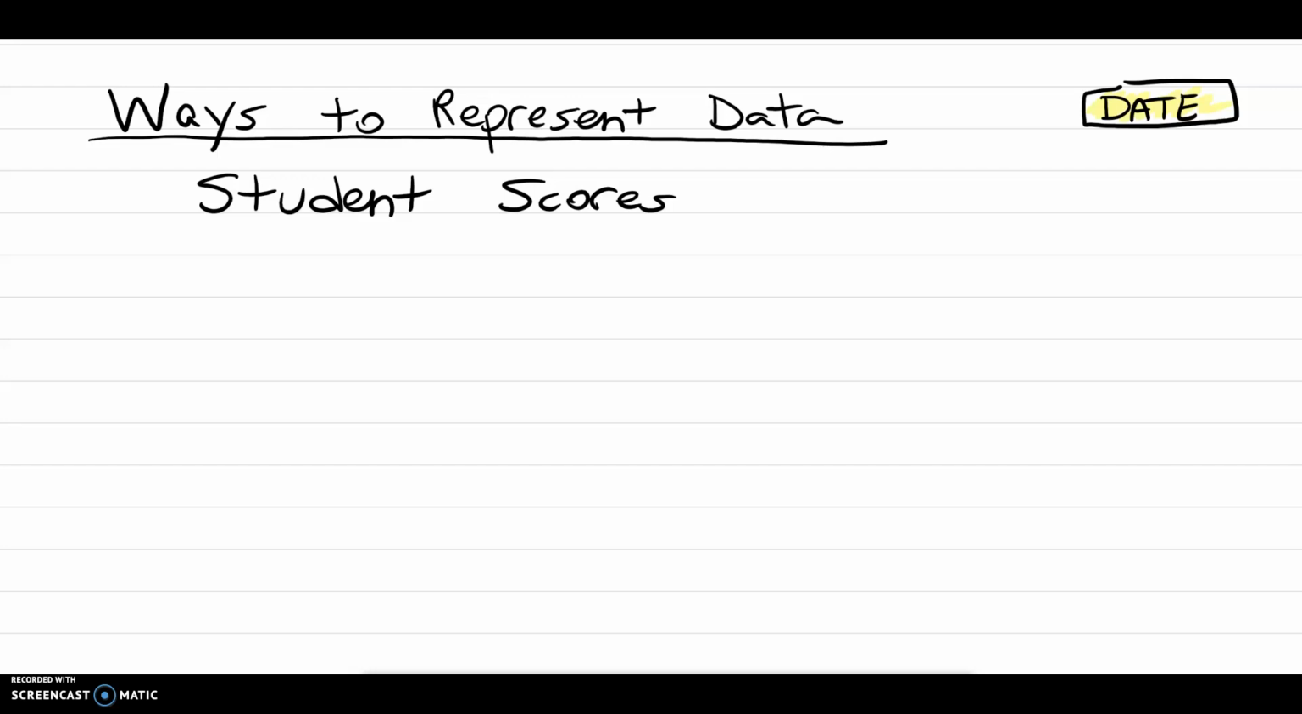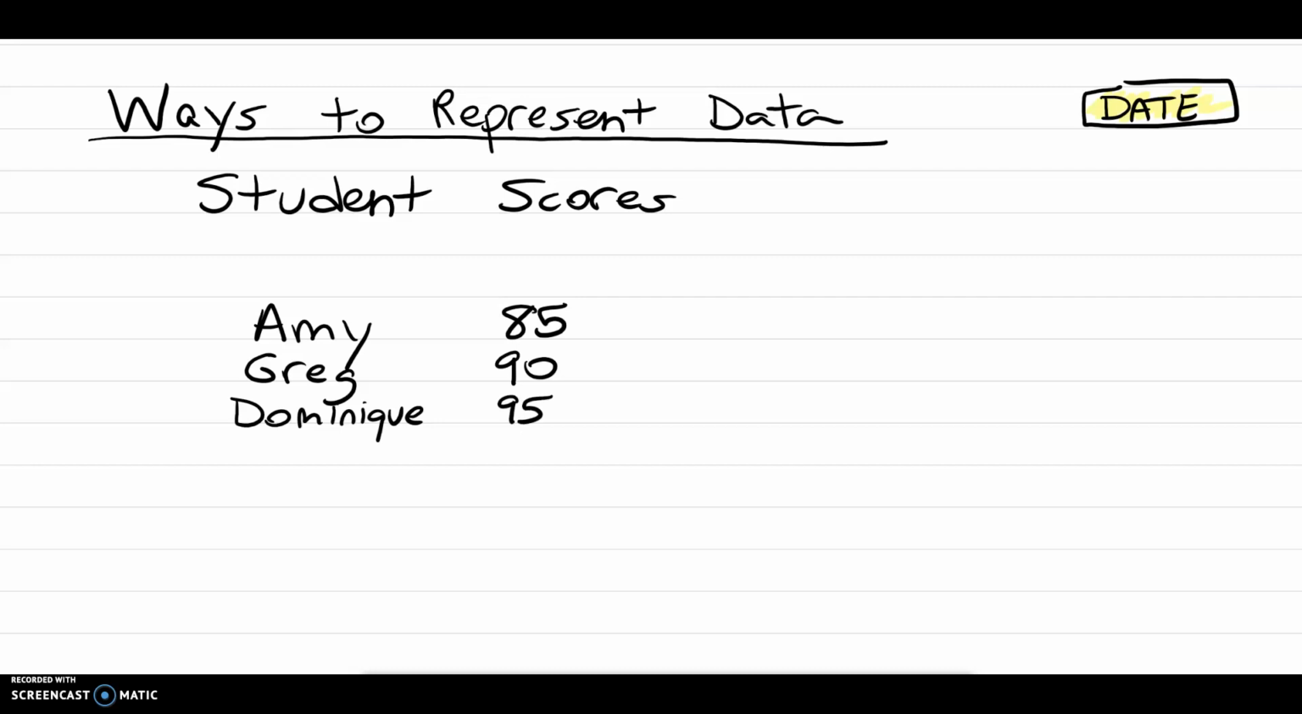So let's say we had Amy, who scored an 85, Greg, who scored a 90, Dominique, who scored a 95, Cam, who scored a 100, and Farah, who scored a 90. So right now I just have a list of some students with their scores.